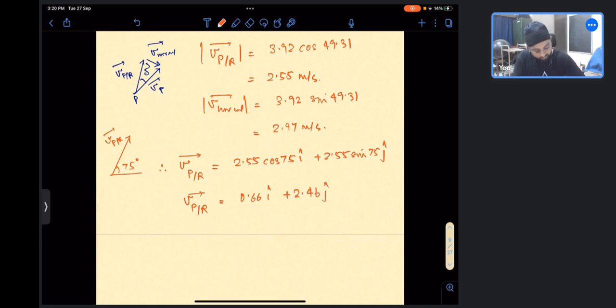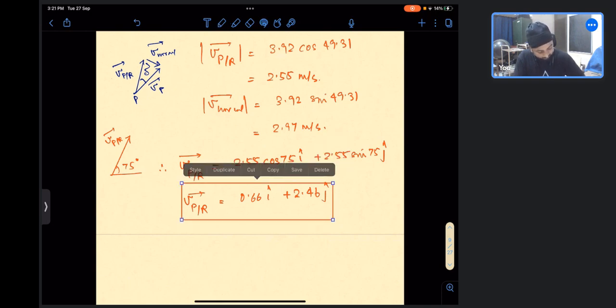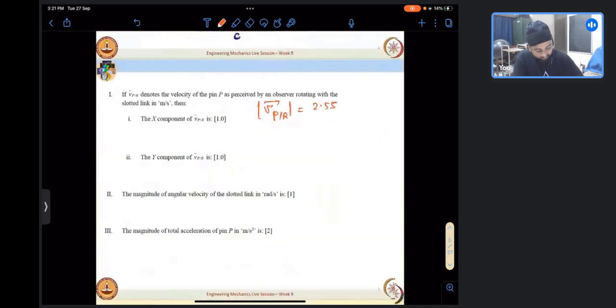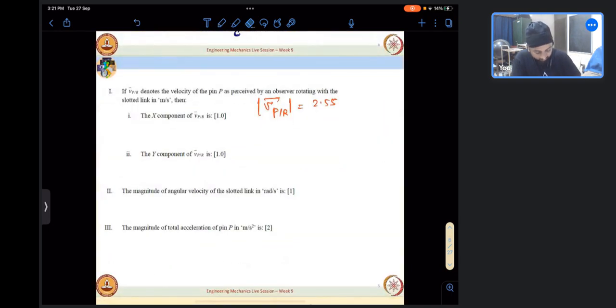Okay, so we have finally arrived at the velocity. 0.66 and 2.46, these are our answers. So this is 0.66 and this is 2.46 meters per second in component form.